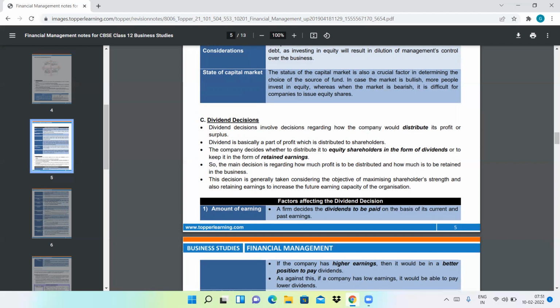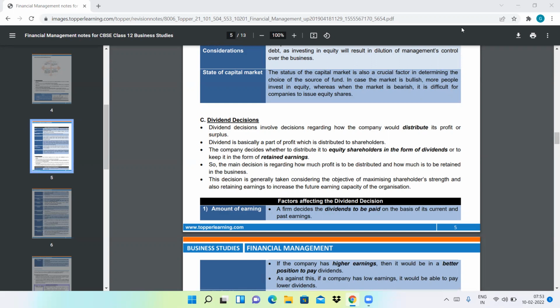Then there is the state of the capital market. If the market is bullish, you can easily raise funds through the equity market because funds are freely available in that market when the market is on the rise. But when the market is slowing down and is not actively behaving, it becomes difficult to raise money from the equity market, then we raise money through the debt market. So these are some of the factors which have to be taken into consideration while taking the financial decision.